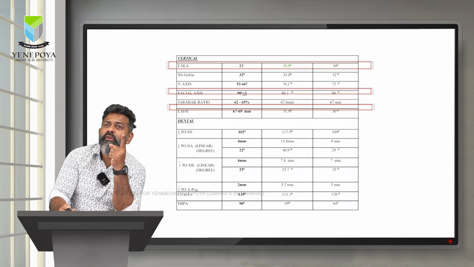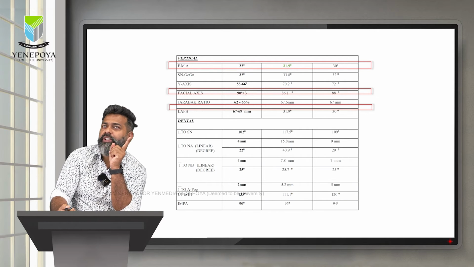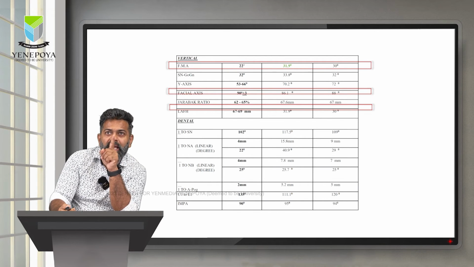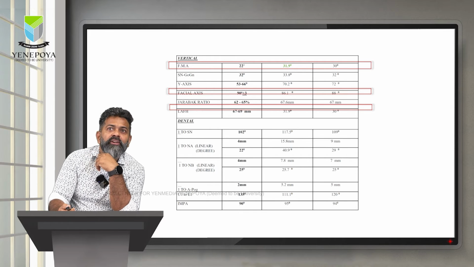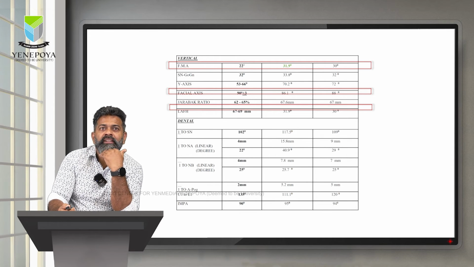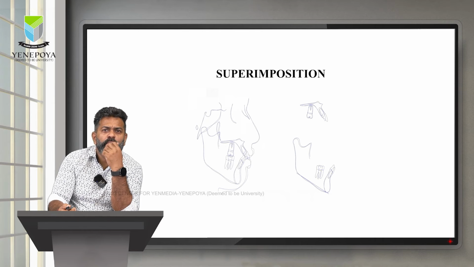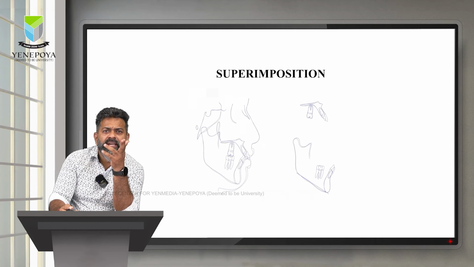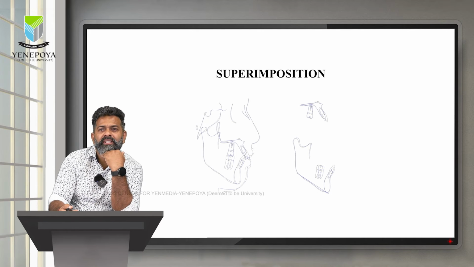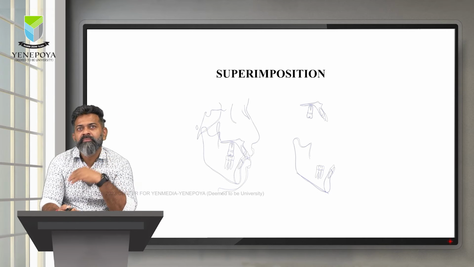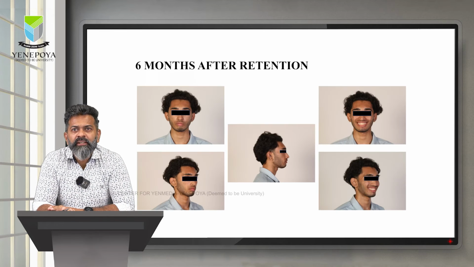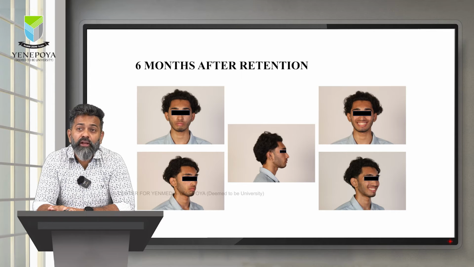Again here, see FMA has changed from almost 32 degrees; we could manage to reduce FMA by 2 degrees, that is 30 degrees, and facial axis reduced. So when you do superimposition, we can see the autorotation of the mandible. The mandible is nicely moved anteriorly. Now this is the ideal way to treat class 2 cases.